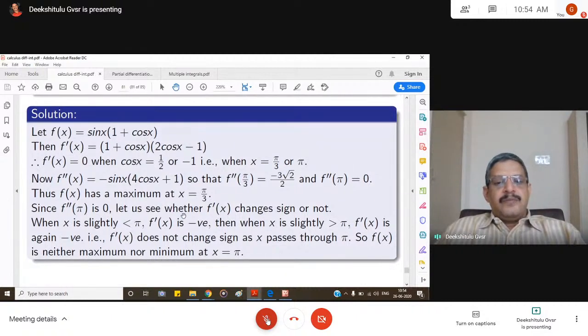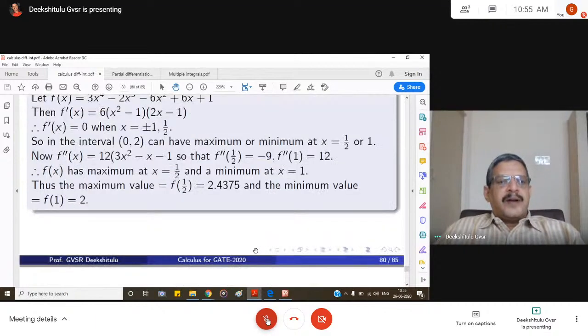F double dash pi is 0. Let us see whether f dash x changes sign or not. When x is slightly less than pi, f dash x is negative. When x is slightly more than pi, f dash x is again negative. That means f dash x does not change sign as x passes through pi. It is continuing the same trend, that is f dash x is negative. So f of x is neither maximum nor minimum at x is equal to pi.